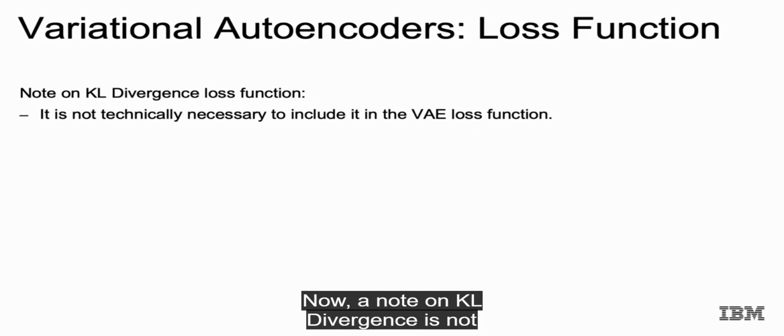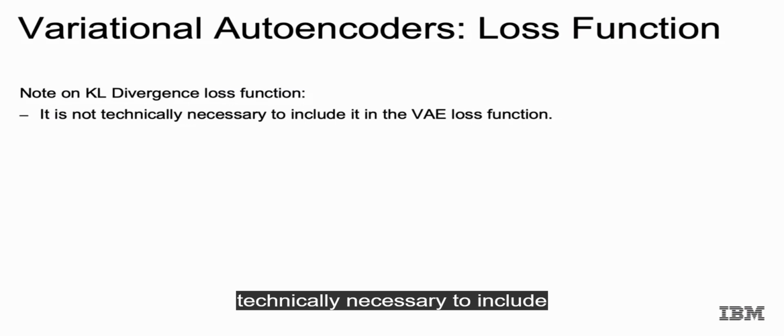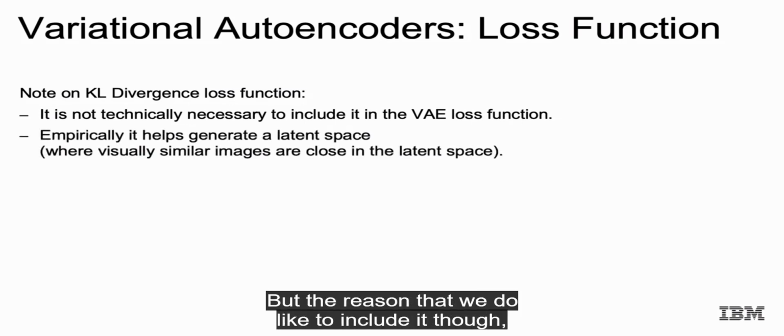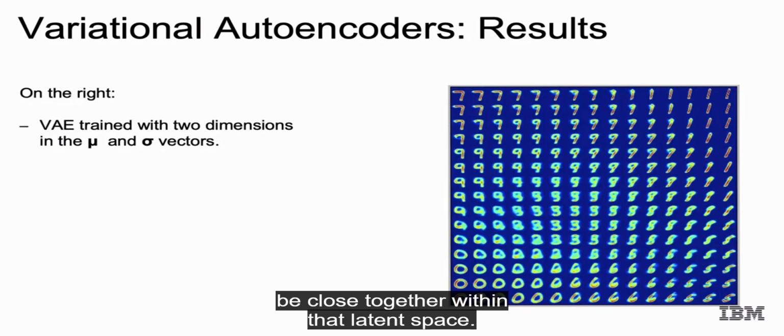Now, a note on KL divergence. It's not technically necessary to include this component in our loss function. But the reason that we do like to include it is that it helps generate a desired latent space where visually similar images are going to be close together within that latent space.